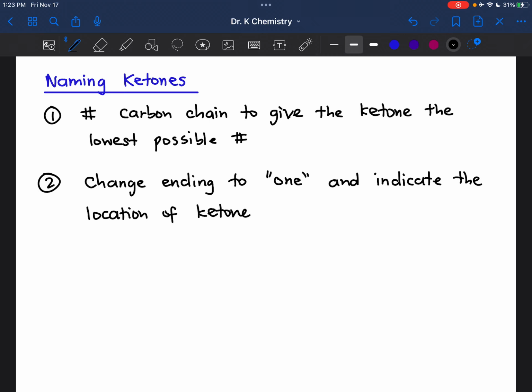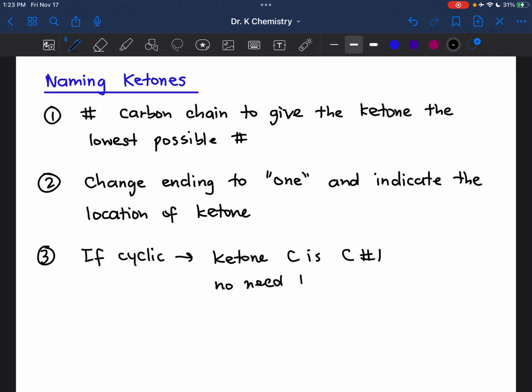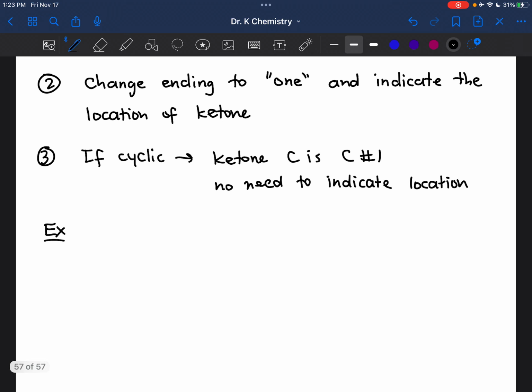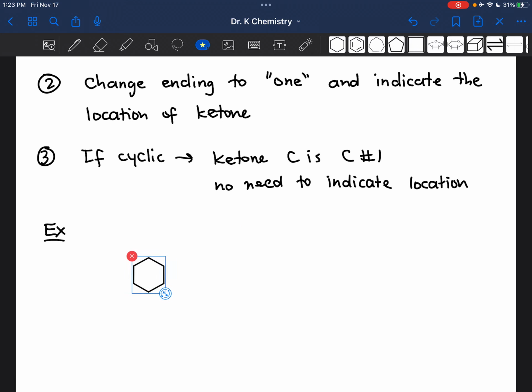So you're going to list the carbon number of the ketone. Unless it's cyclic. If it is a cyclic ketone, well then the ketone carbon is always carbon 1, which means there's no need to indicate that numerically. Let's try a few. I'll start with a cyclic version.